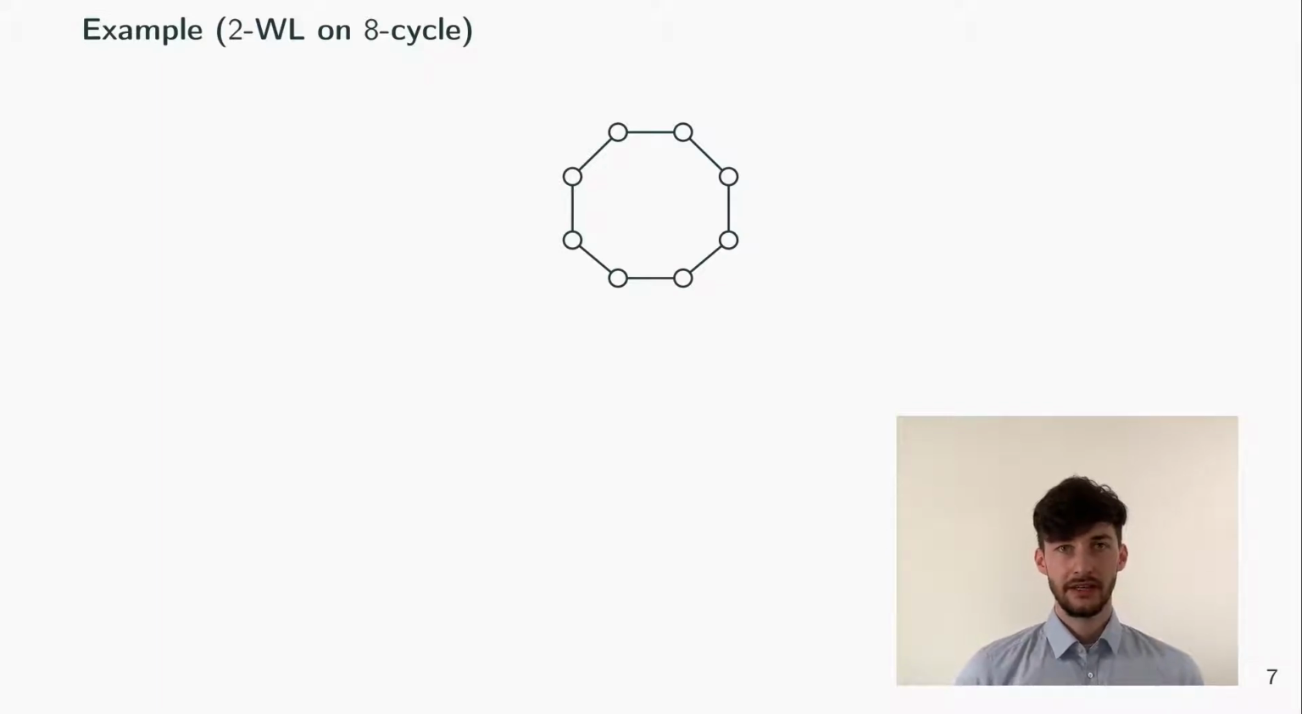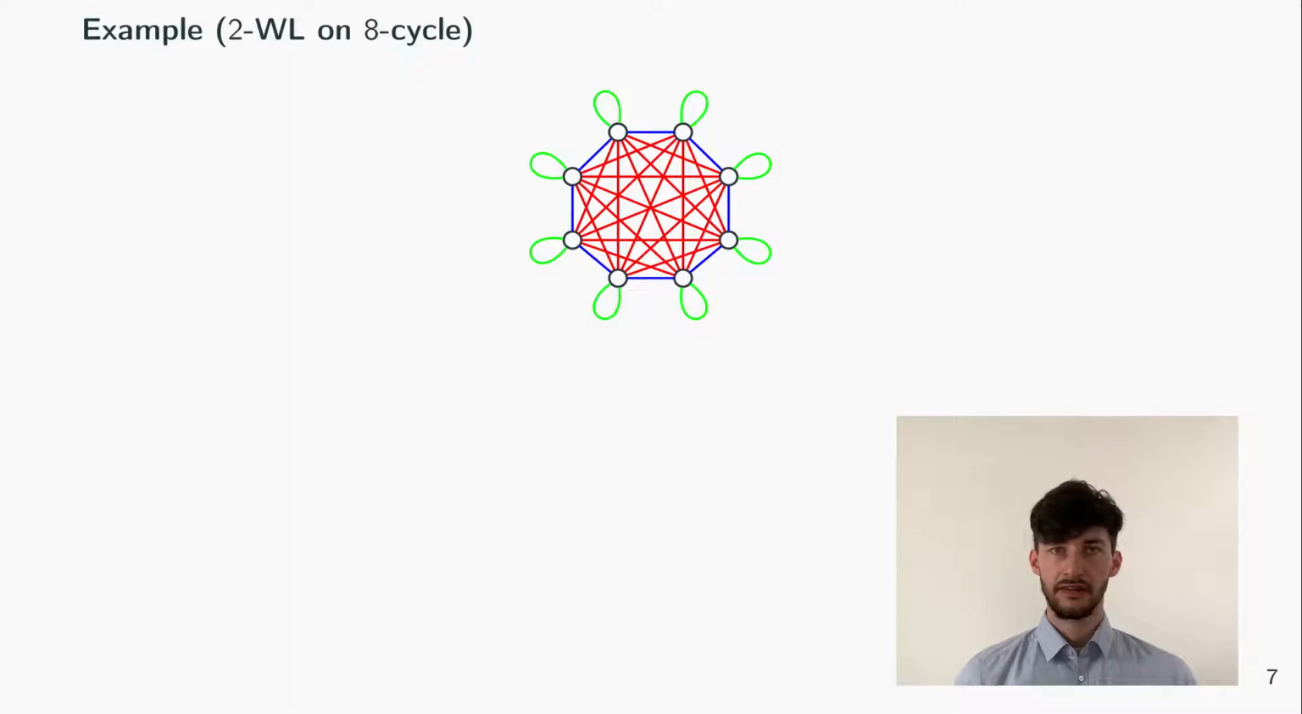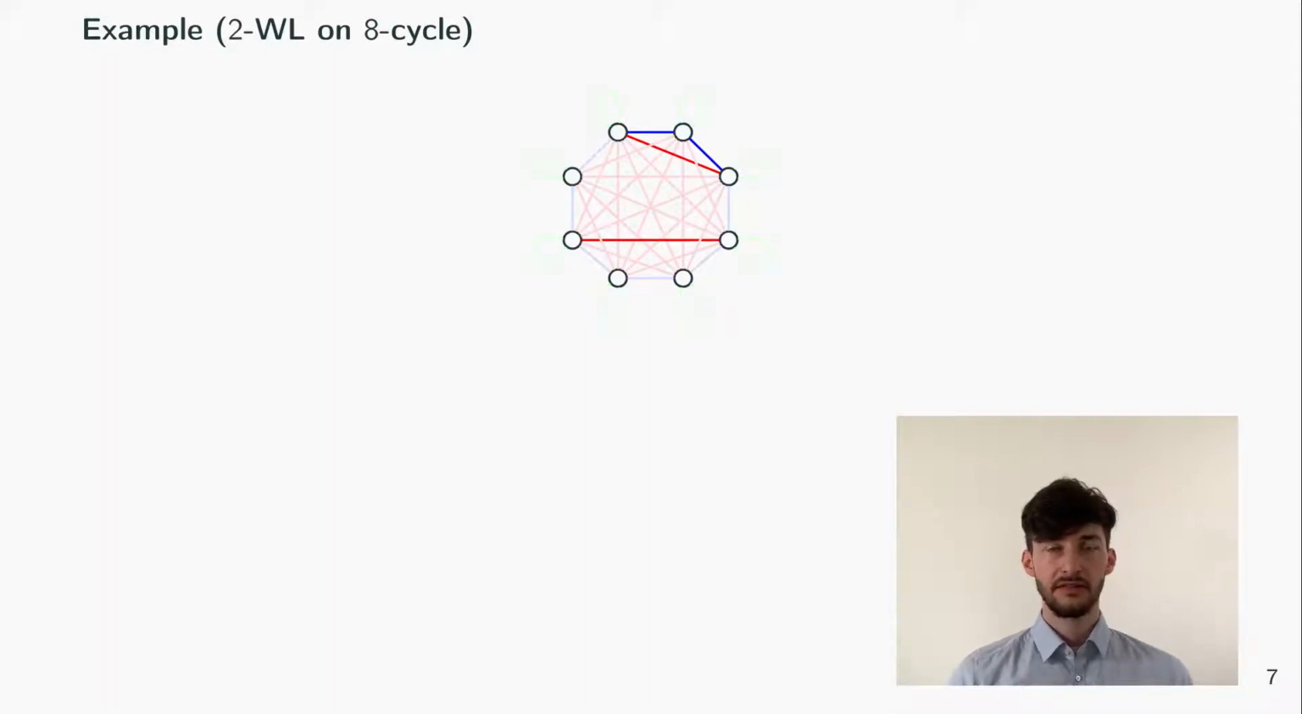We have the 8 cycle here, and first of all we are going to initially color pairs of vertices by the local isomorphism type. So by this I mean the isomorphism type of the induced subgraph. So in this case we have edges, non-edges, and loops. And now we are going to refine these colors in an iterative fashion by looking at how we can, so for a fixed pair we will look at color combinations obtained by each possible third vertex. So let's do this for two red edges as an example.